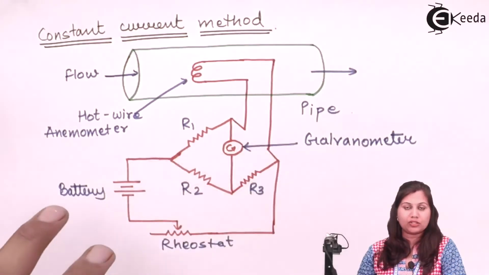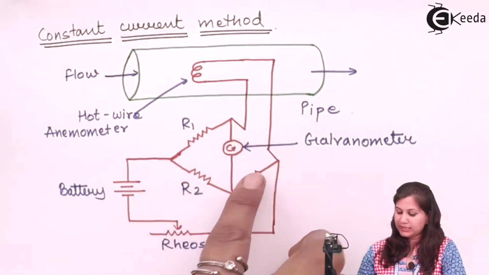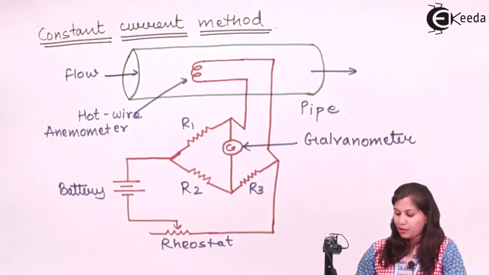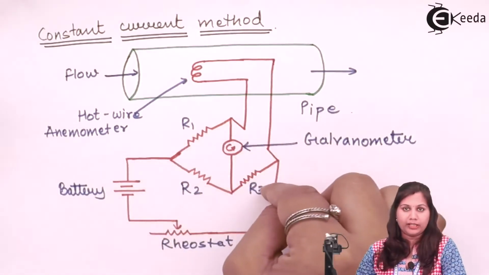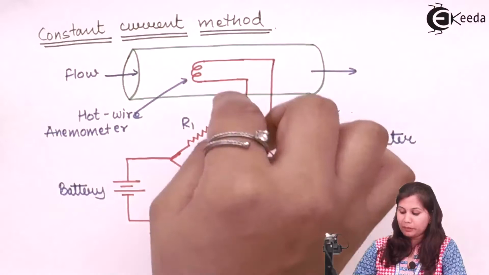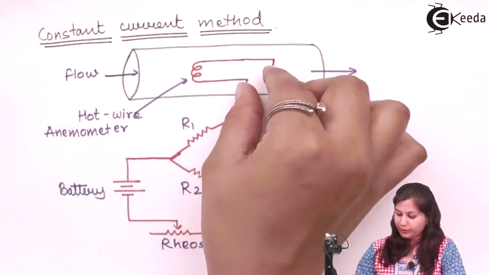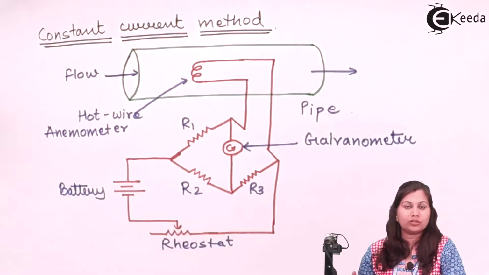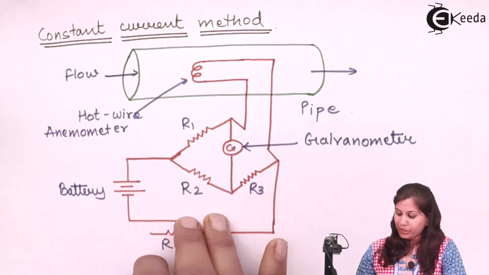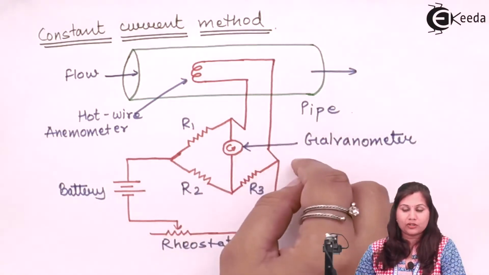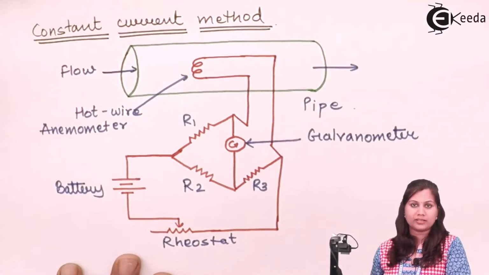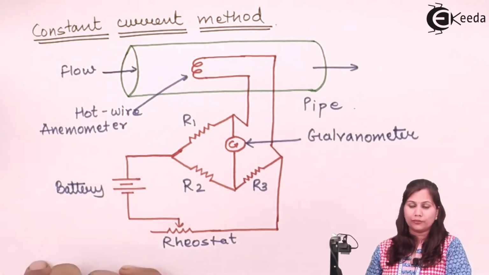The Wheatstone bridge is a bridge which has four arms: AB, BC, CD and DA, and in these four arms the resistances are being connected. So three resistances are already connected, and one of the resistances is replaced by the hot wire. Now to this Wheatstone bridge a rheostat and a battery are connected to change the current through this bridge circuit. And for checking the balancing of the Wheatstone bridge, we have a galvanometer connected in between. So this is the constant current method arrangement. Let's see how this method works for the measurement of flow rate.